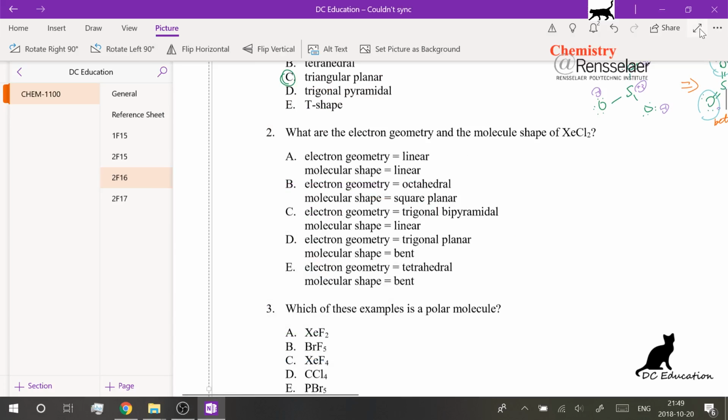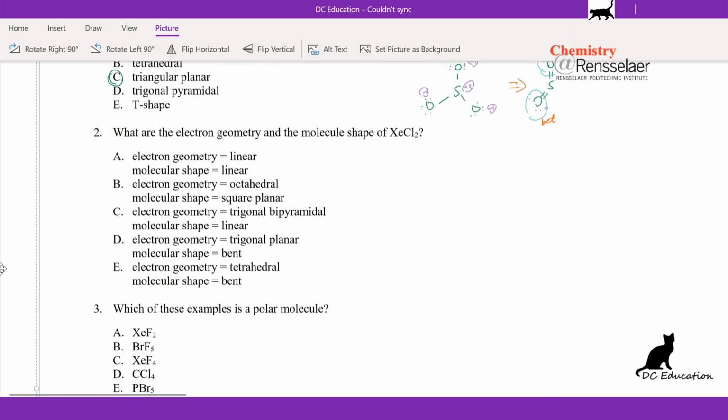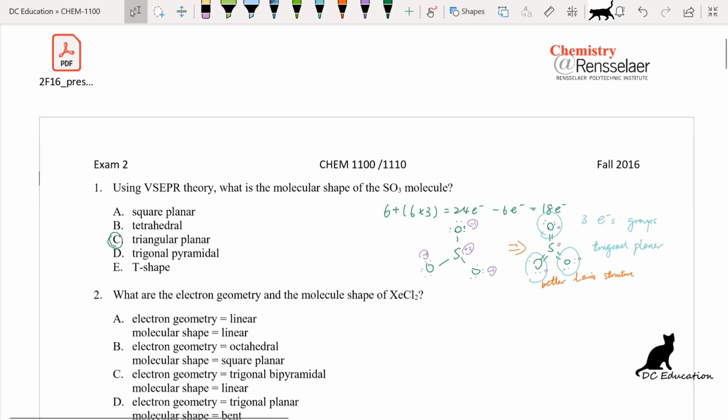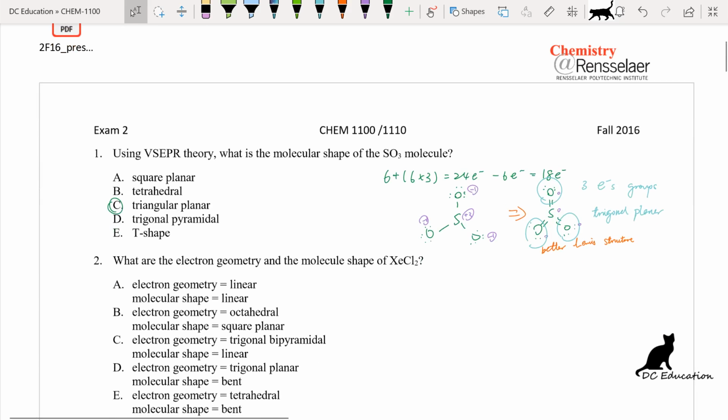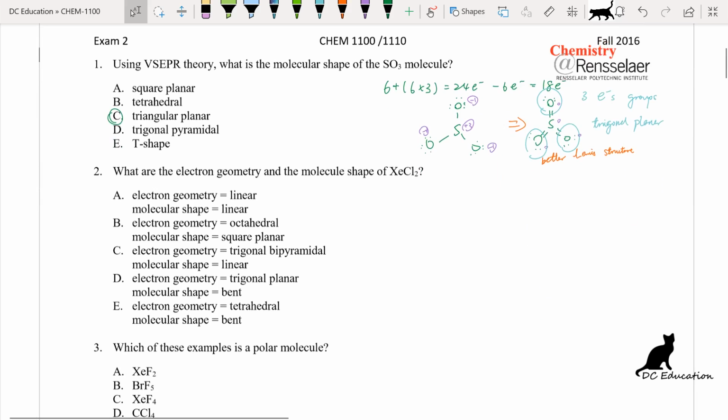Okay, so welcome back, and we are still on exam 2 from the 2016 fall semester, and we're on question number 2. It says, what are the electron geometry and the molecule shape of oxygen dichloride? So, as we mentioned before, the way to approach this kind of problem is we need to draw out the Lewis structure first.